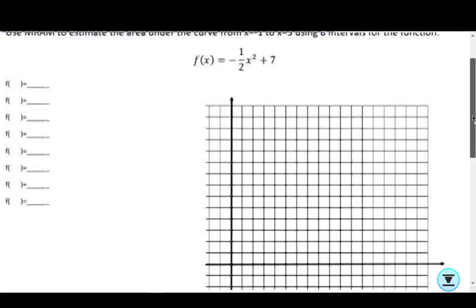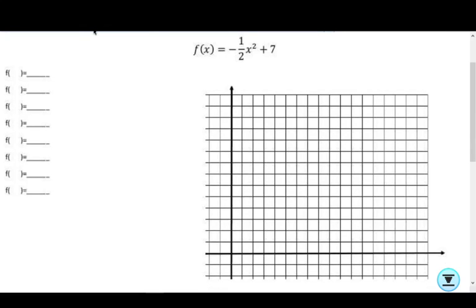Okay, so again, first thing I'm going to do is I'm going to kind of sketch the graph. So 1, 2, 3, 4, 5, 6, 7. Same thing here. So it's 1, 2, 3. Okay. This is negative 1. Okay. So my function, parabola that opens down, it's going to look something like this.